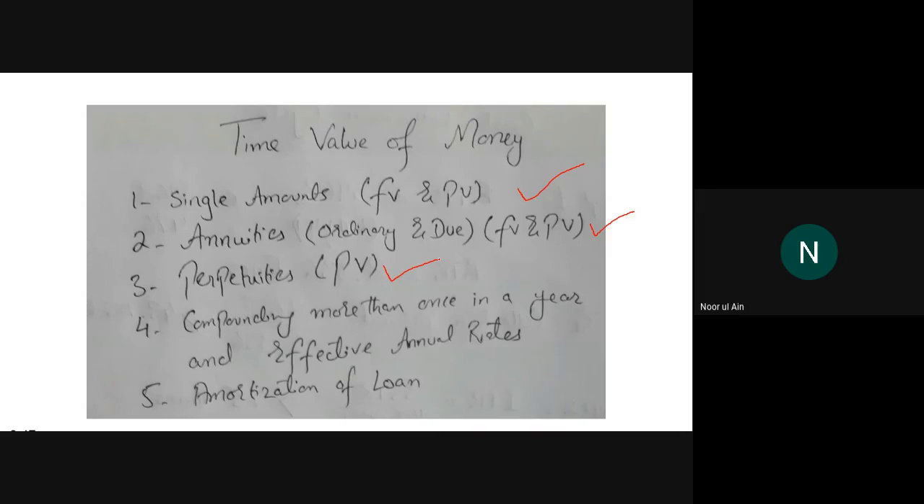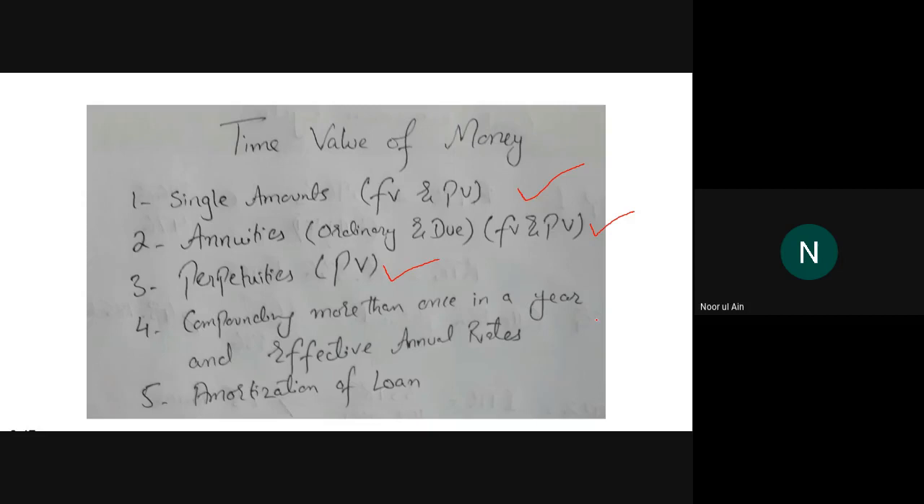The third thing is perpetuities. You cannot calculate the future value for perpetuities. Perpetuity means the same amount of cash flows occurring over an infinite period of time. There is no time period or maturity for perpetuities. That's why we cannot calculate the future value, but we can calculate the present value of a perpetuity by using a simple formula, which is the cash flow or interest or any other payment that you are receiving or paying divided by the interest rate.